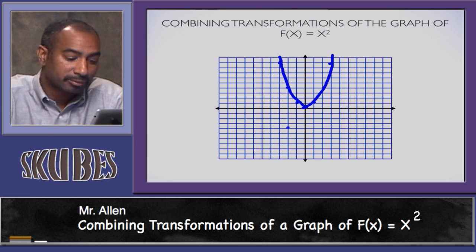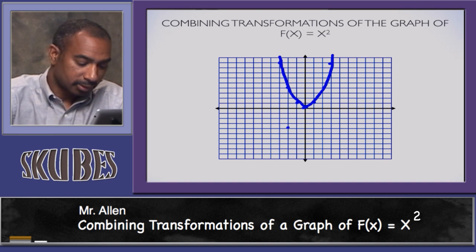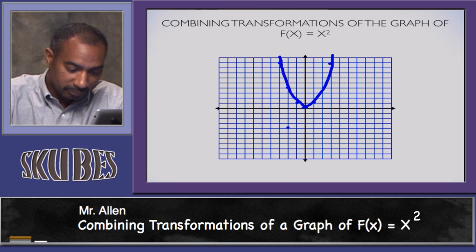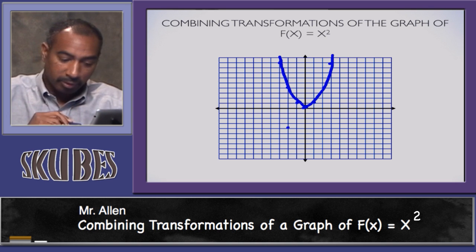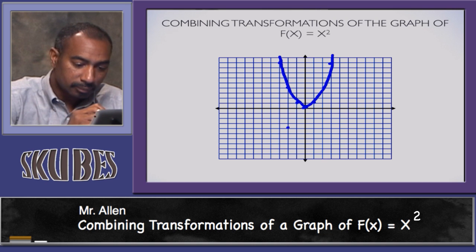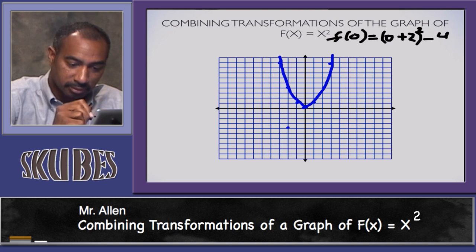Now here's the original graph, f of x equals x squared. Let's see how this looks. The vertex point is 0, 0 here. But if I plug in 0 for x, I get (0 plus 2) squared minus 4.